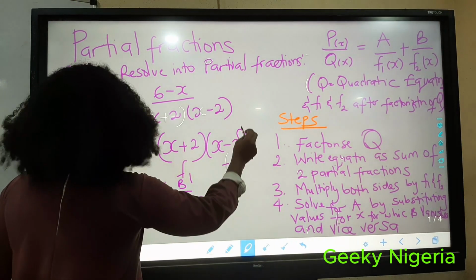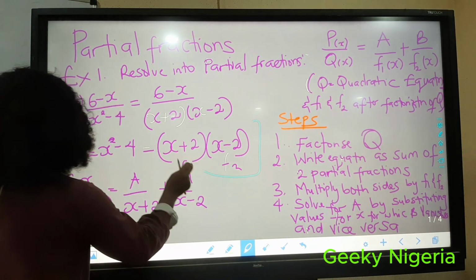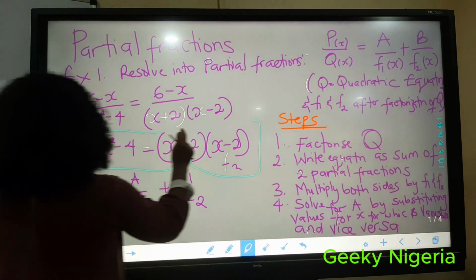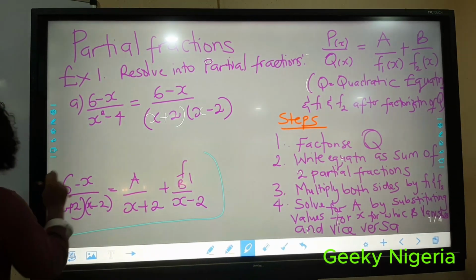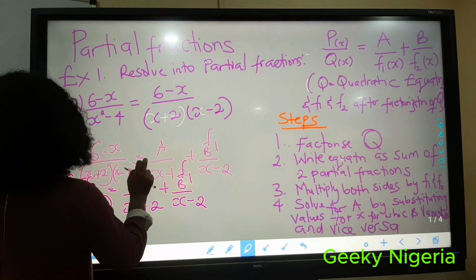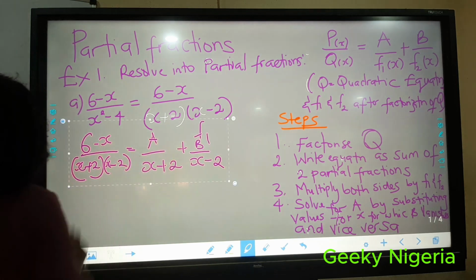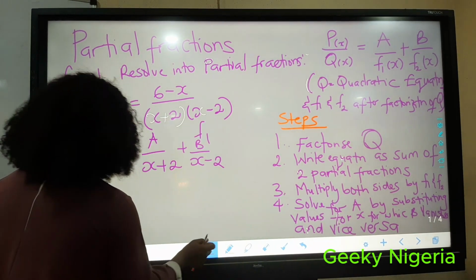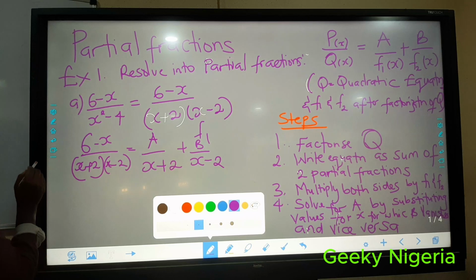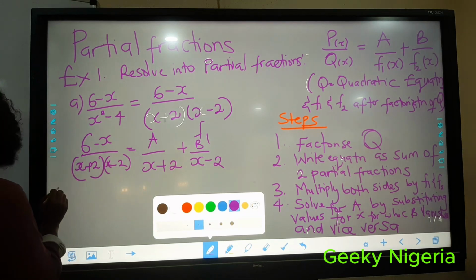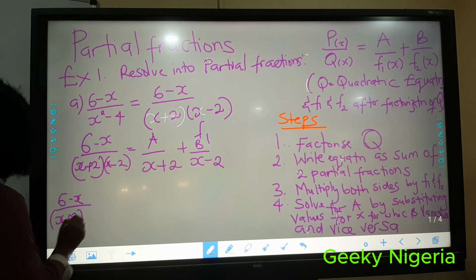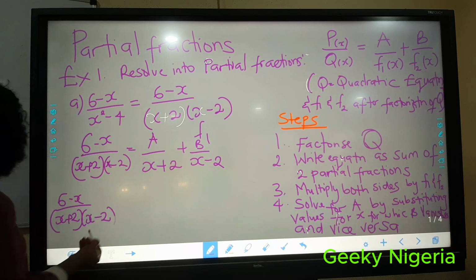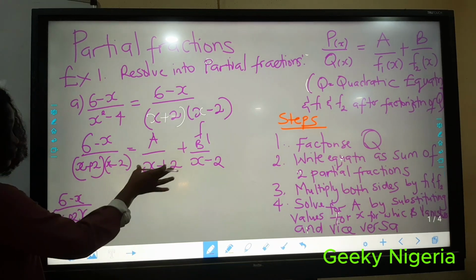Let me get this out of the way so that I can have some space. I'm sure we can still remember what happened here. After this, I'm going to multiply both sides, which is the next step, by F1 and F2. So I'll have here 6 minus x all over x plus 2, x minus 2, and I'm multiplying both sides by F1 and F2, which are these two.